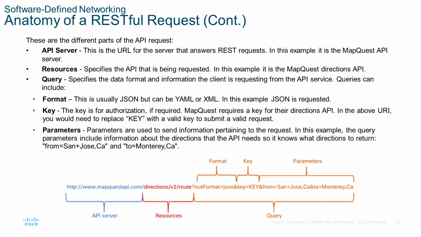The key, remember we always have information stored in pairs, and the key is the name of the area that we're trying to access, and then the parameters are what we're requesting. So we want information about San Jose, California to Monterey. So what we're asking for is a set of directions to get from one location to another.